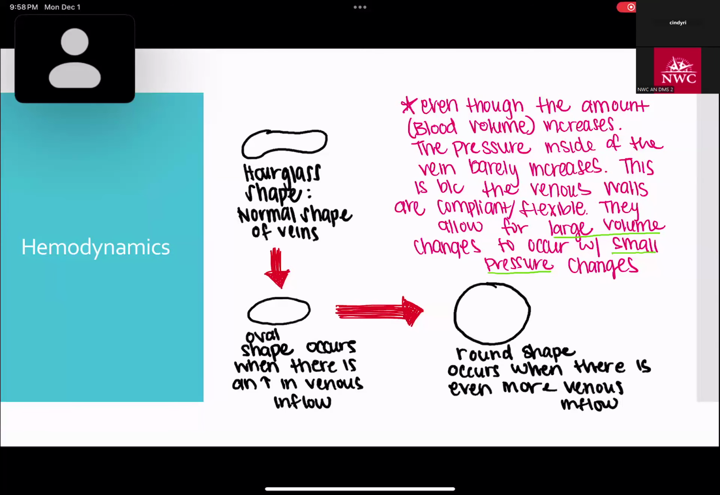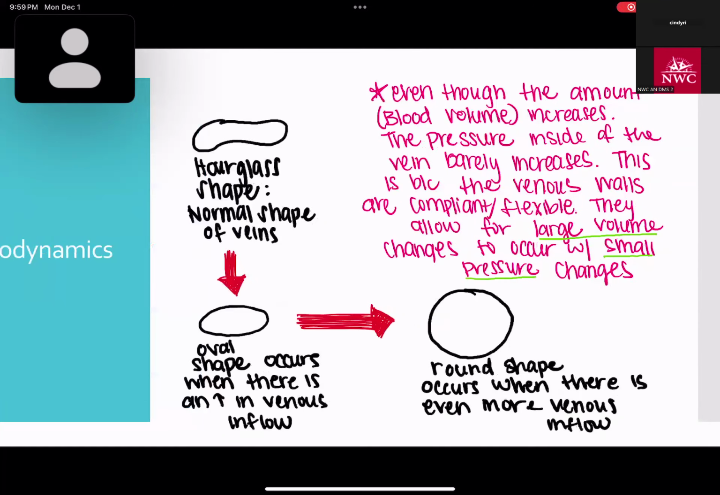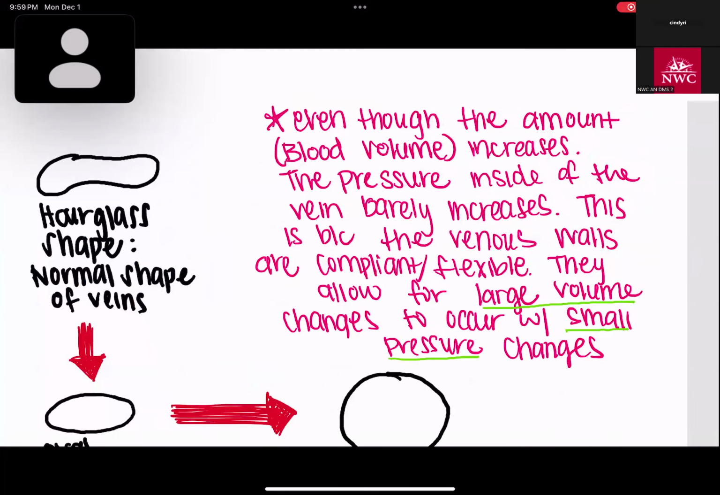The idea of this is written here in the corner. It says, even though the amount of blood volume increases, the pressure inside of the vein barely increases. This is because the venous walls are compliant or flexible. Remember, they are thin. They allow for large volume changes to occur with small pressure changes.